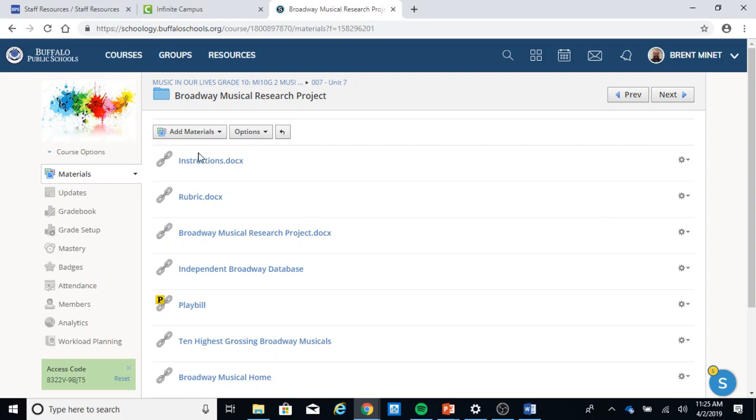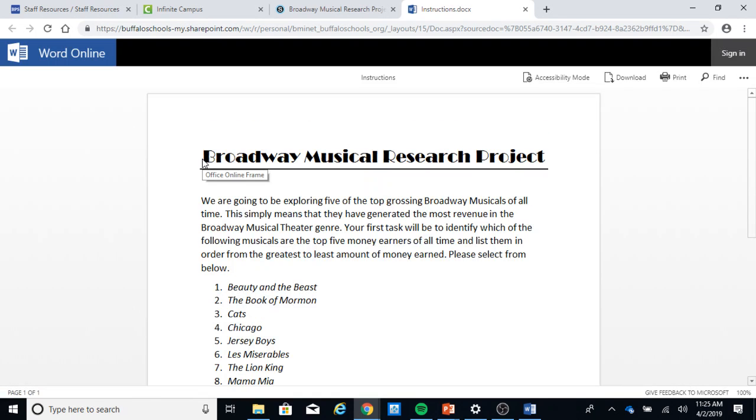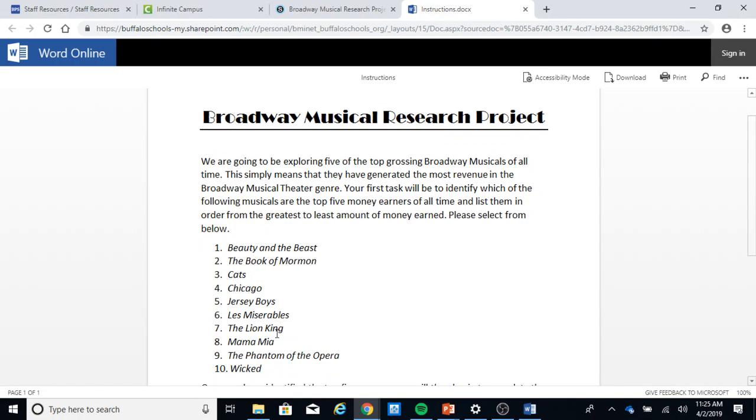All right. So I'm going to go over the instructions with you first. You can click on these documents and open them on your laptop as I go through them. All right. So these are the instructions. All right. Broadway Musical Research Project. Okay, we are going to explore 5 of the top grossing Broadway musicals of all time.